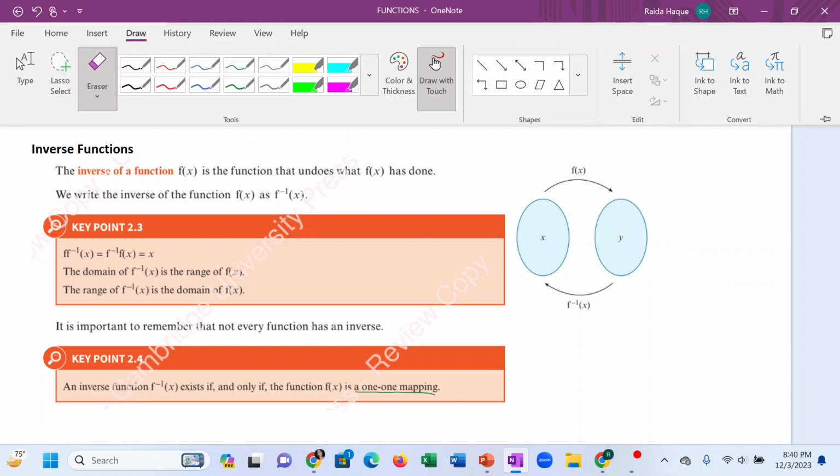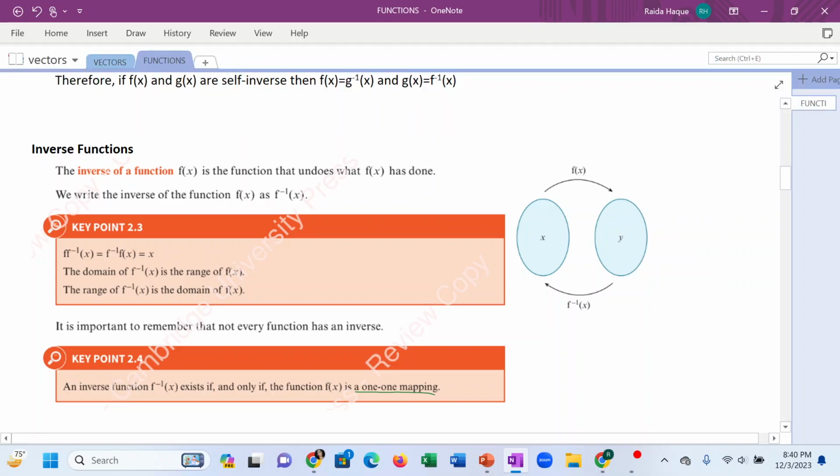So let's see a graphical representation of this. Let's say we have a many-to-one function like this.